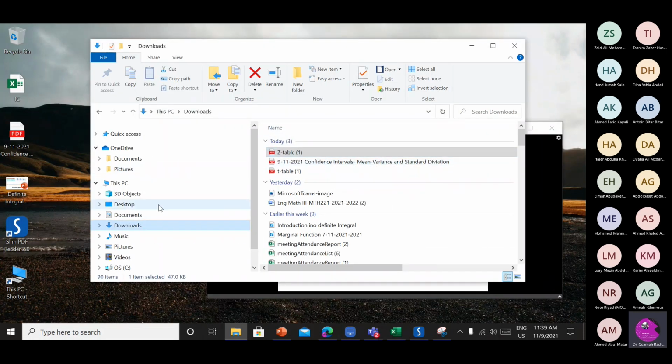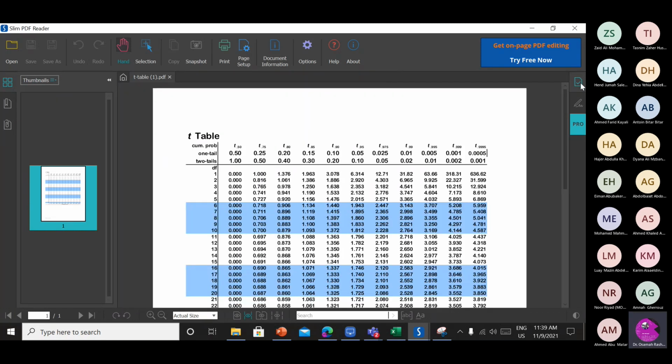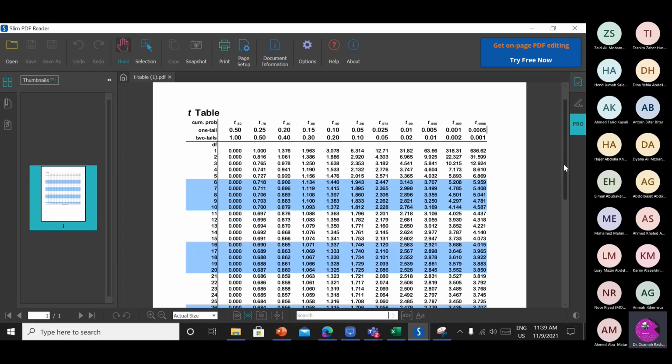Where is the T? I'm looking for T. Alpha over 2 is what? It is 0.025. Here it is. 0.025. Degree of freedom is what? 49. So I go down.